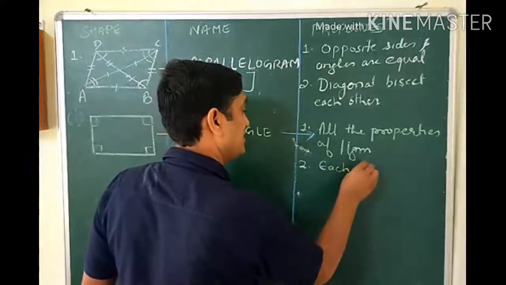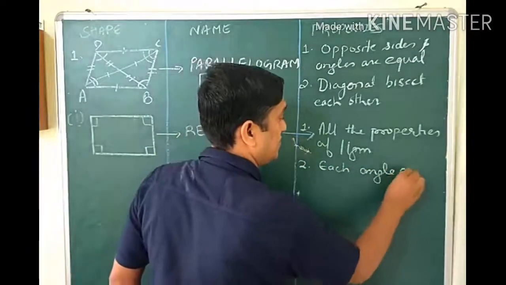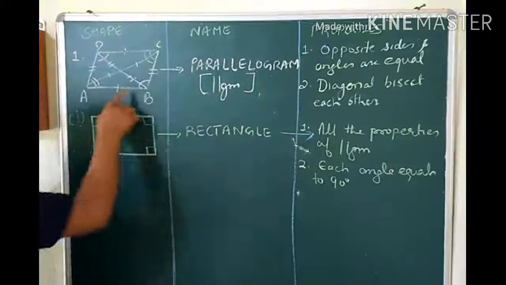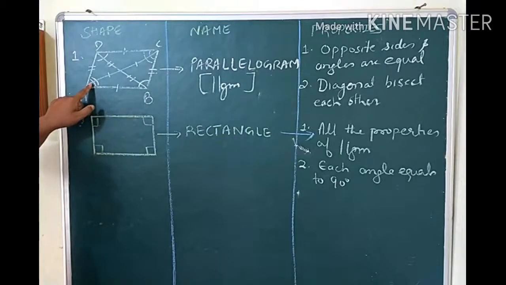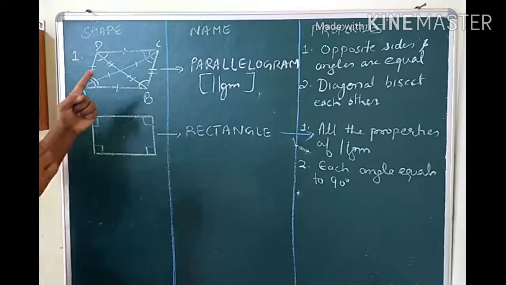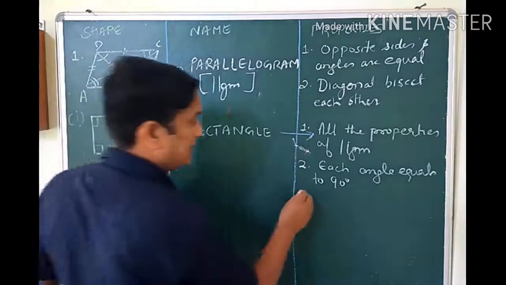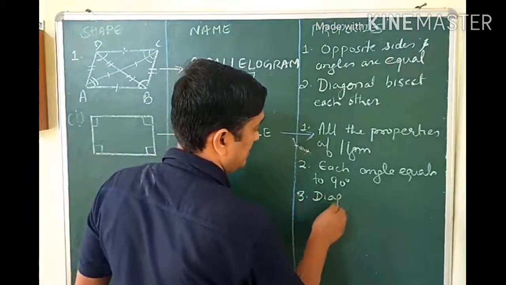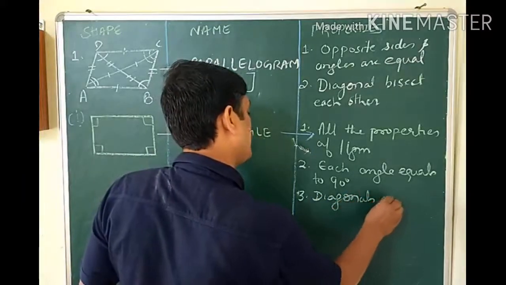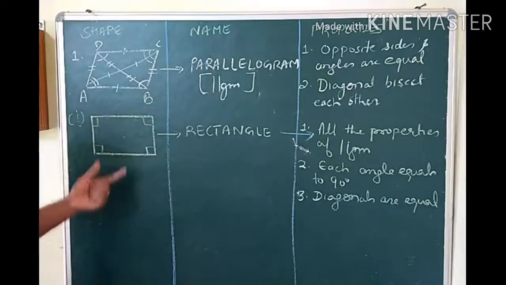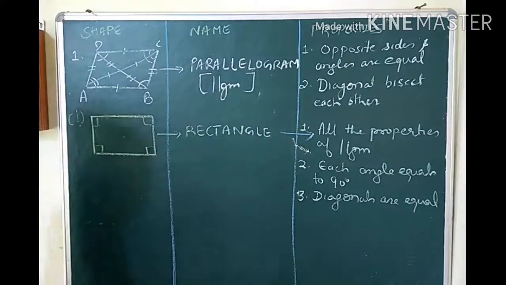Each angle equals 90 degrees. In a parallelogram, each angle does not equal 90 degrees. It is a tilted figure. Then children, you also write down the next property of the rectangle: diagonals are equal. In a rectangle, diagonals are equal.